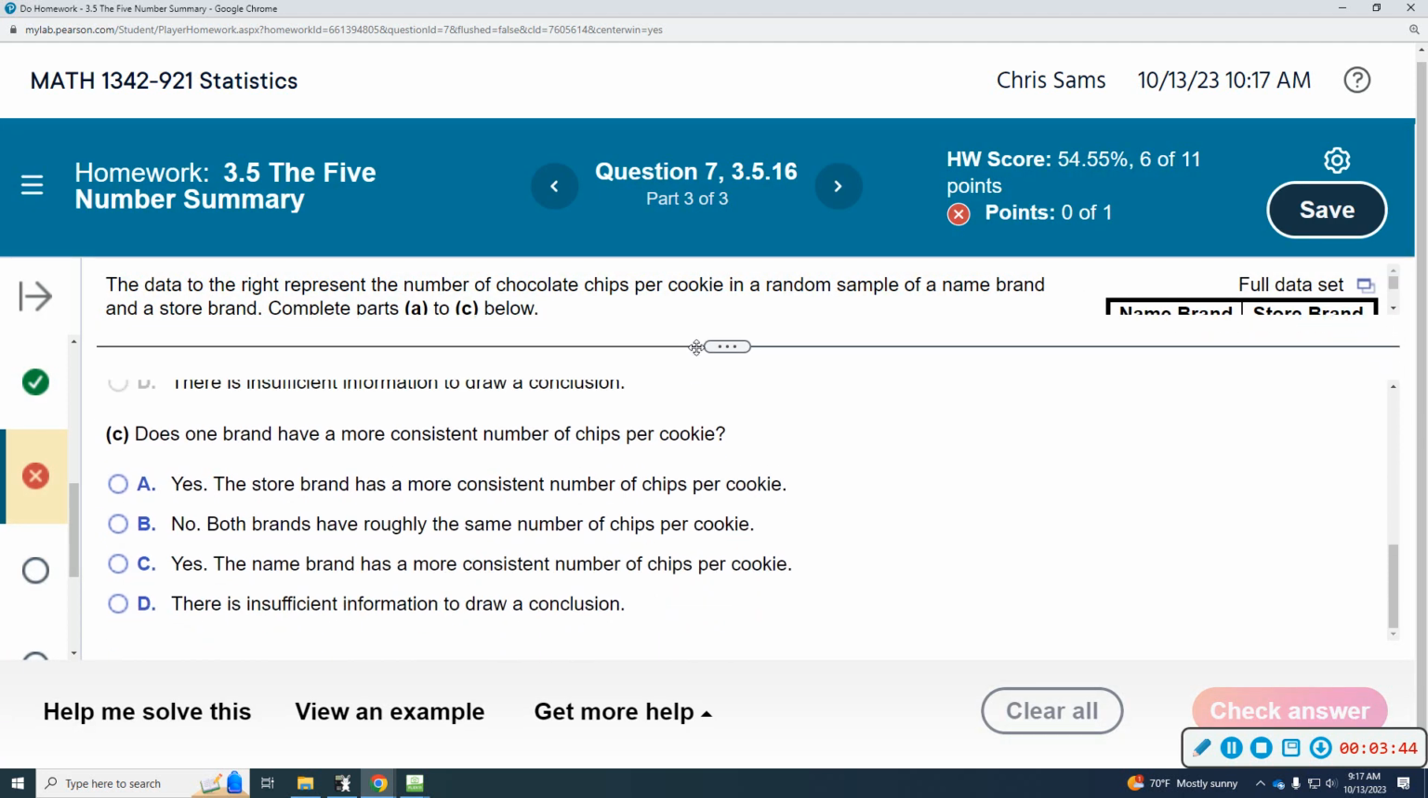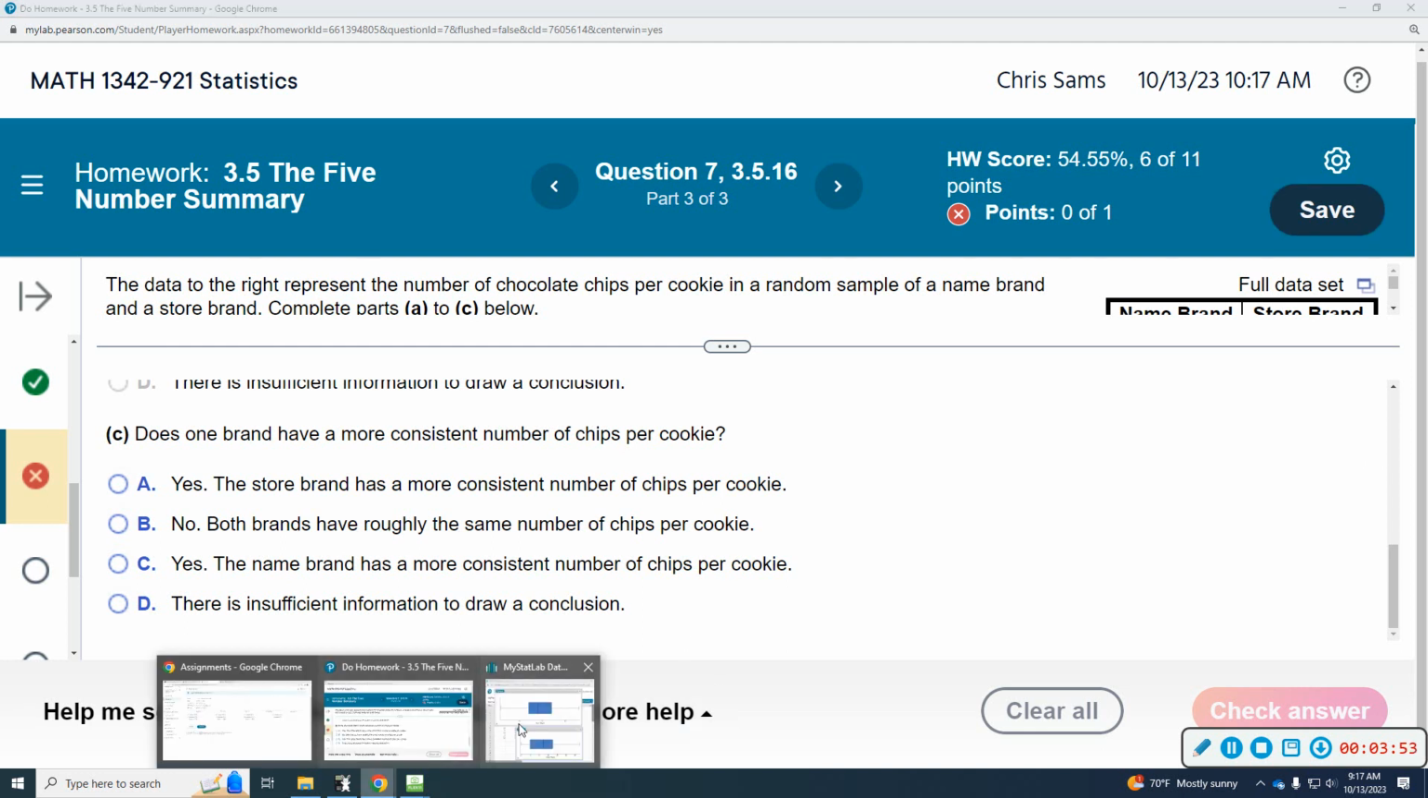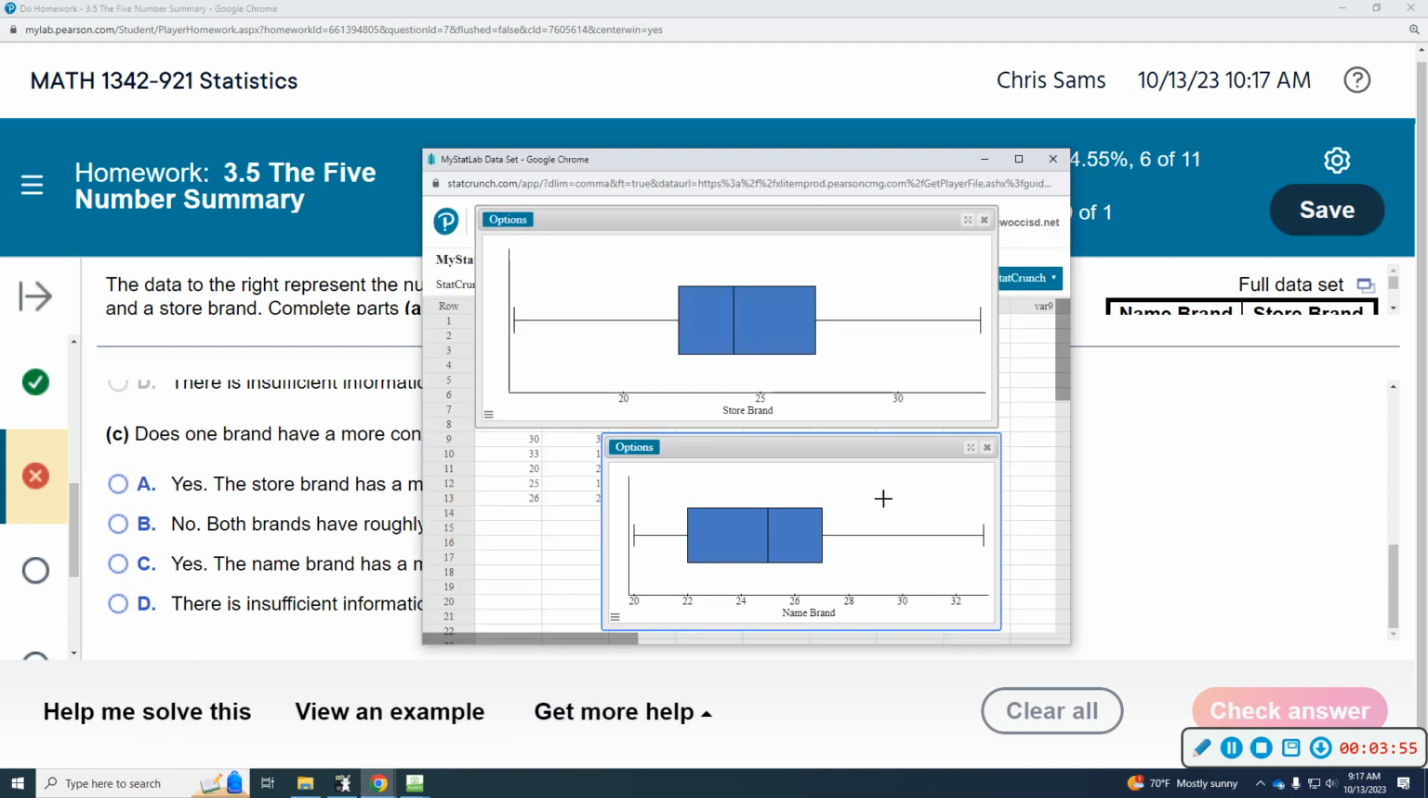And then part C, does one brand have more consistent number of chips per cookie? More consistent. Again, it would be the name brand because there's less variability, less spread. This one is more spread out, so some might have very, very few, some have a lot. And when you compare this one, there's a little bit of spread, but not near as much as here. So the name brand appears to have more on average and be more consistent.